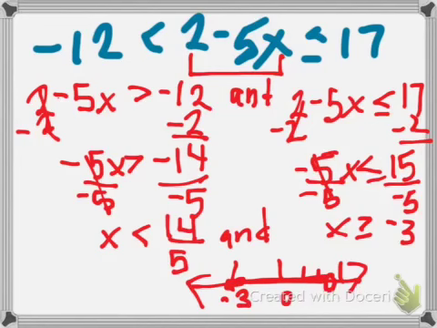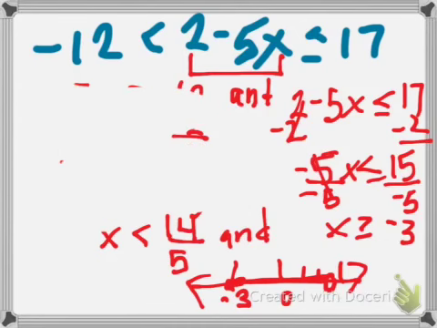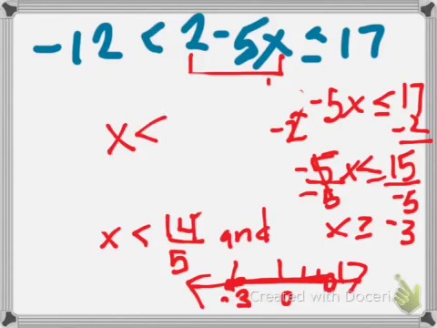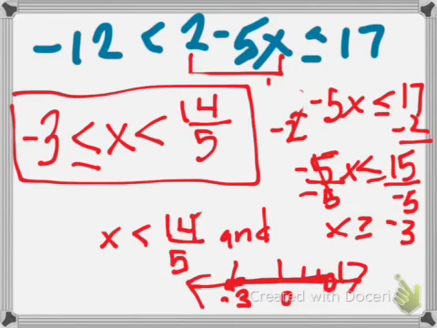One thing I forgot to mention earlier, you can rewrite your answer back to what you started with in that form. So if you were to write it, you want x is less than 14 over 5. Your bigger number goes on the right side, and x is greater than or equal to negative 3. That's how you can write a compound inequality. Okay? Moving on.